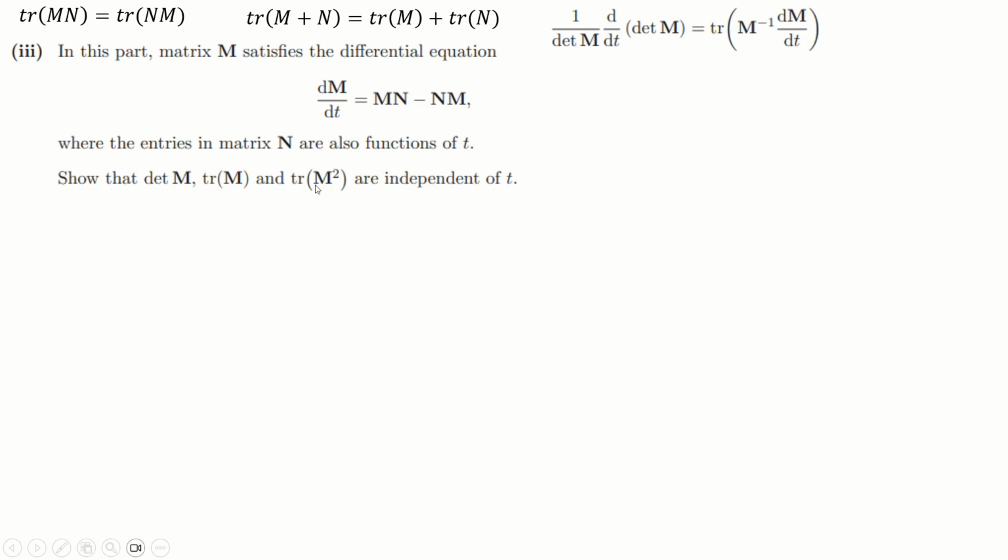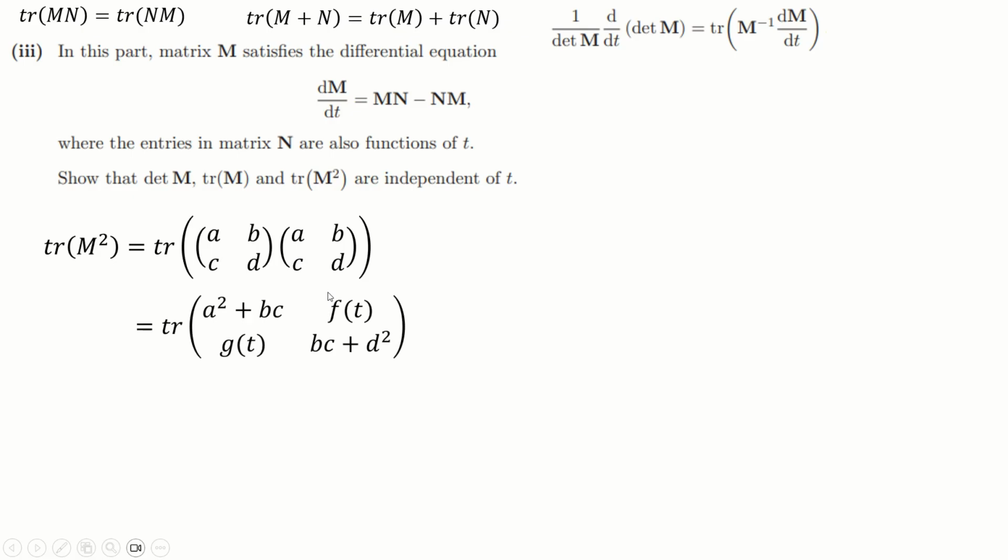And now the trace of m squared, probably the most tricky one to think about. But we can work out m squared, right? It's just this times this, where these are all functions of t. We can multiply those together. Again, I don't really care about the diagonal ones. They're just some other functions of a, b, c, and d, which are functions of t. And then we can add these two things together to get the trace, which is this. Now, how do we show that that's essentially independent of t? Well, we can use the previous things that we've just found. We know the determinant of m is independent of t, and we know the trace of m is independent of t. Is there some way to hammer those results into here and make this some kind of combination of the two that we just found?